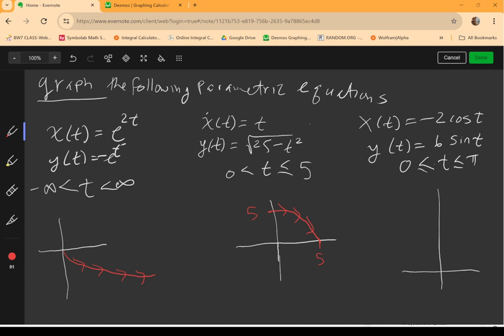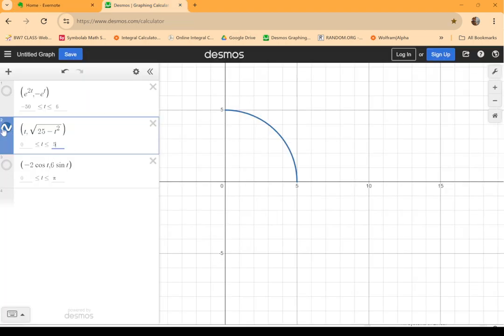Okay, and now the last one here. Negative 2 cosine of t, and so on. It looks like an ellipse. Now let's figure this out by looking at the graph, so I'll turn this one off. With negative 2 cosine t, we get half an ellipse.